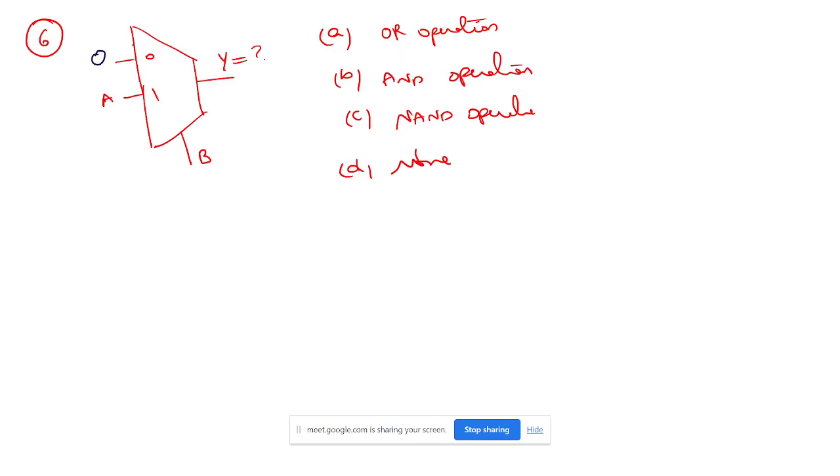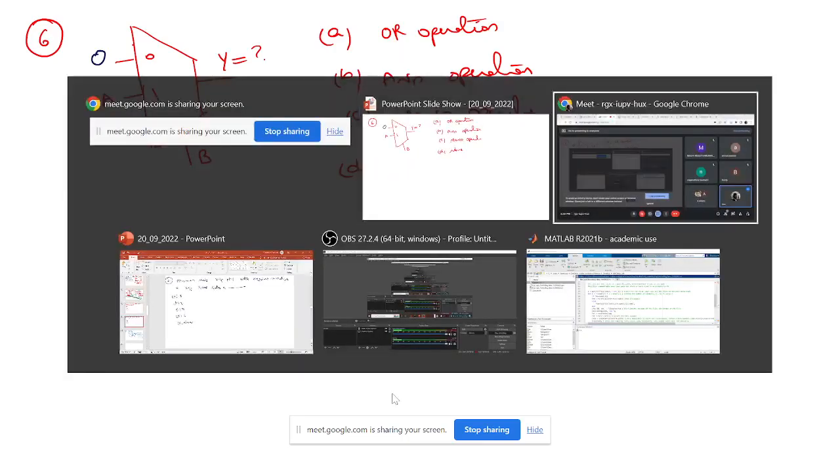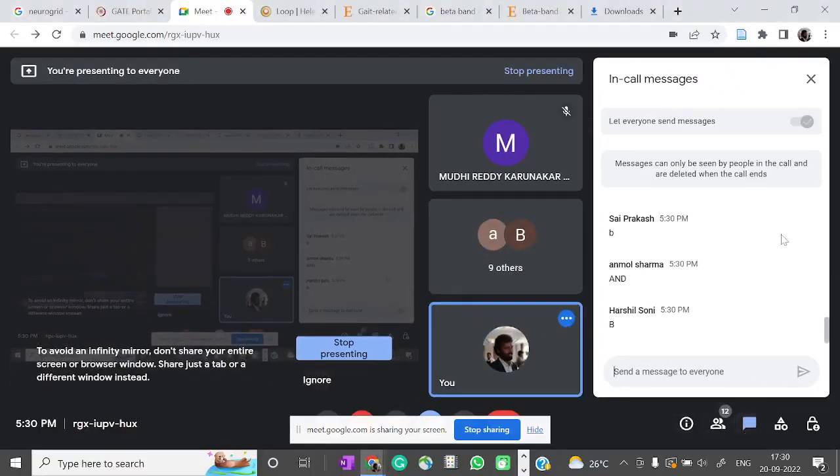What does Y represent? OR operation, AND operation of AB, NAND operation of AB, or none? What's the answer? AND operation.